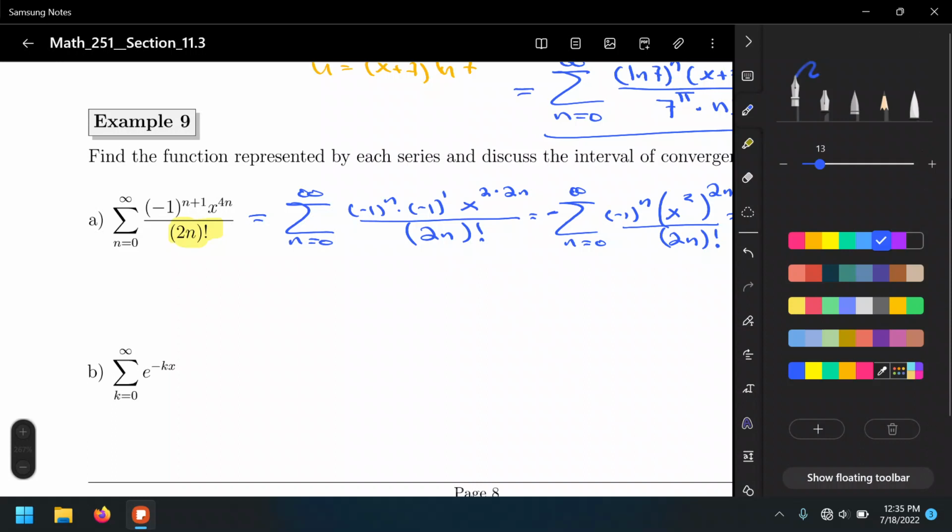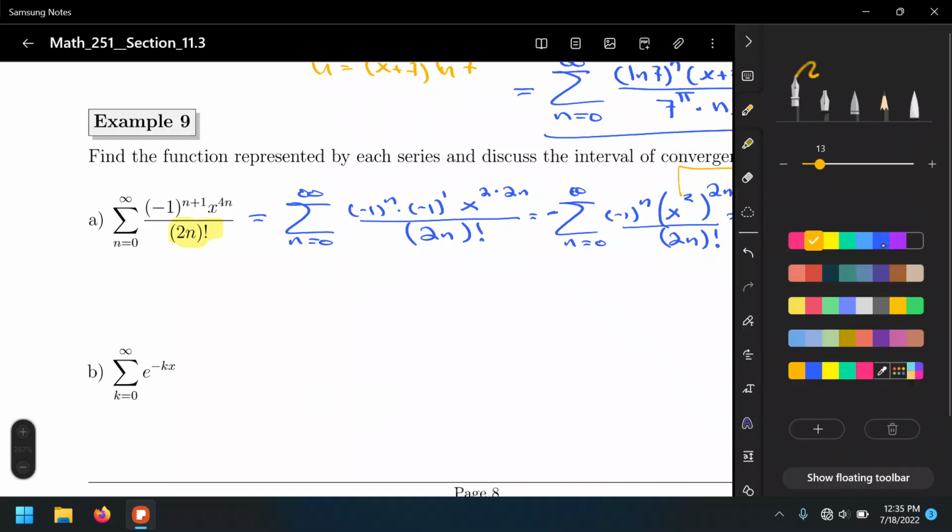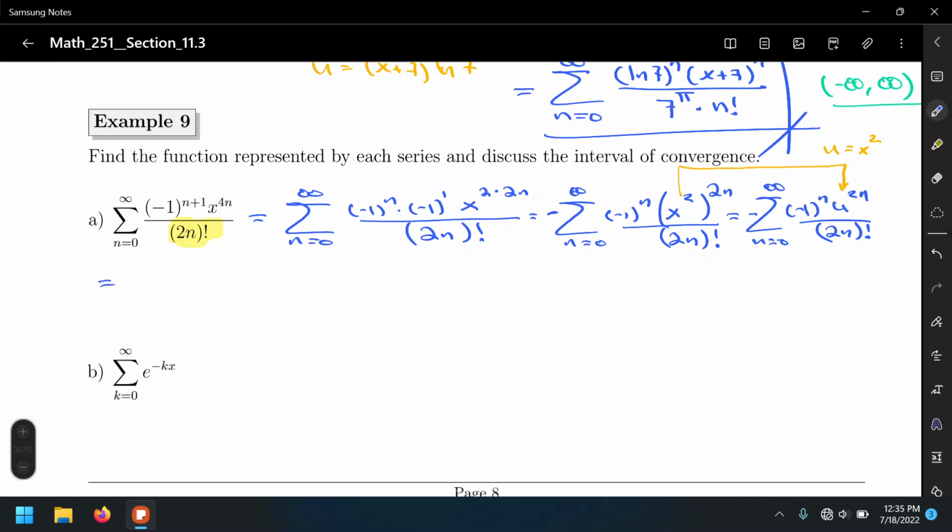Well, in this case, you can think of the u to be x squared. That means then that's going to be negative, and no more sigma notation, because (-1)^n u^(2n) over (2n)! is cosine of u, which in this case is negative cosine of x squared. And so this is the function that is being represented.